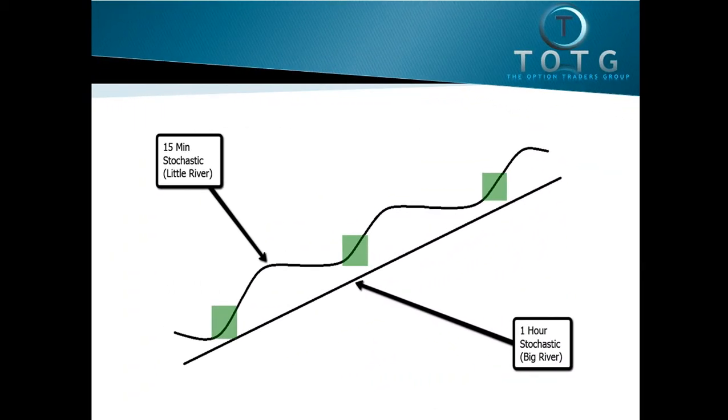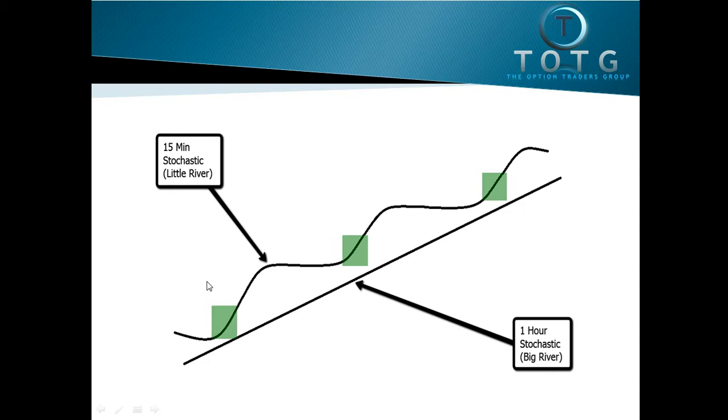Okay, so we have the 1 hour stochastic right here, indicated by this line. That is my big river. That's the big flow. That's the one that contains all the data, the more valid signal, right? The bigger time frame. So it is moving in an upward direction. And now we have the 15-minute stochastic, okay? So that's the little river.